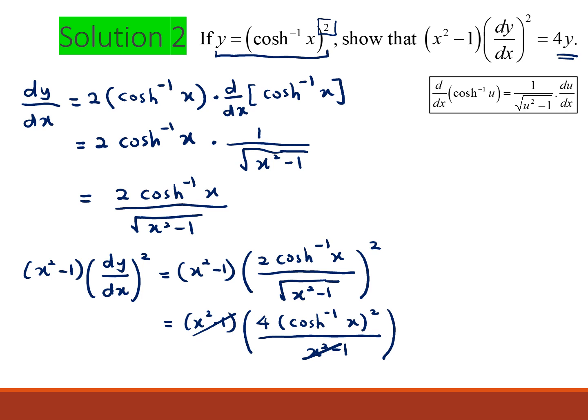And then we get equal to 4 times inverse cos hyperbolic of x squared, where this inverse cos hyperbolic x squared is actually equal to y. So this is equal to 4y. So it is shown that x squared minus 1 times dy over dx squared is equal to 4y.